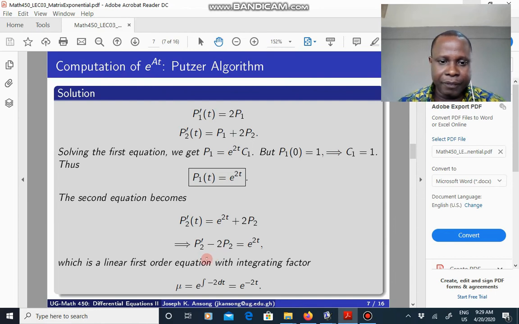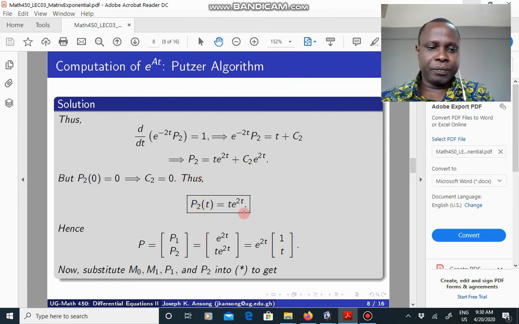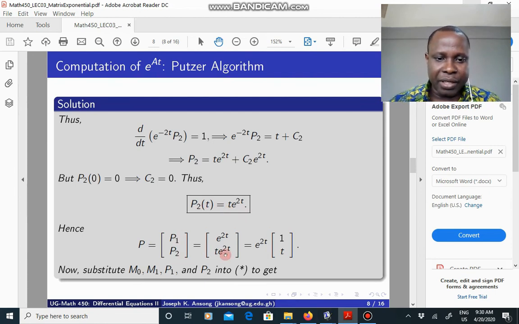We know how to solve that from Math 450. Compute the integrating factor, which is this. Multiply the equation by the integrating factor, and you end up with this equation, and the left hand side can be written as d/dt of e to the minus 2t times P2 equals 1. Integrate both sides, that gives you this, and then P2 is equal to this. You can apply the initial condition that P2 at 0 is 0, so C2 is 0, and that gives you P2. So you have P1 and you have P2.